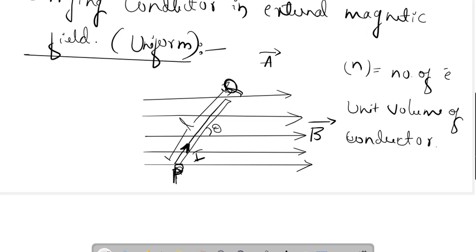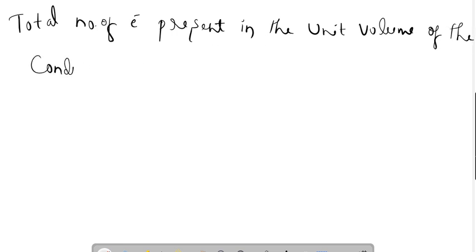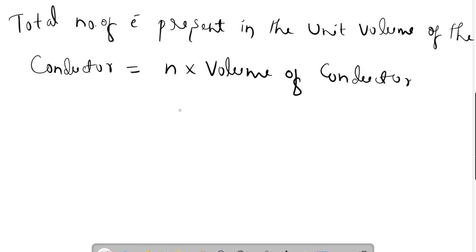Now the total number of electrons present in the conductor is equal to n into the volume of the conductor. Please note down this: the volume of the conductor is the cross section area A into the length L. This is equation number 1.